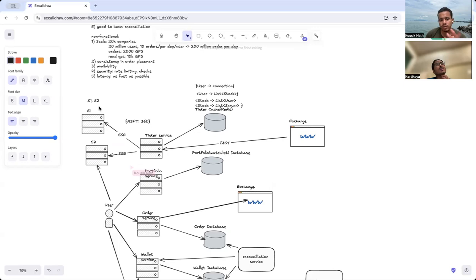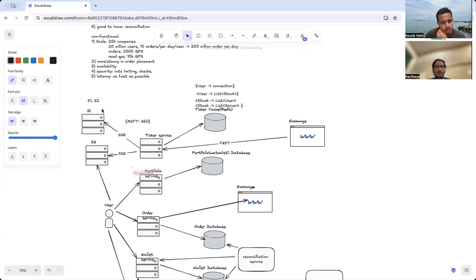But I think what you are trying to tell here is that the ticker service gets the broadcasted information from the exchange, and it simply broadcasts all this information to S1, S2, S3, and everything, right? Yes. And now S1 and S2 decide which users are actually subscribed to this particular stock, so that they can stream it back to them, right?